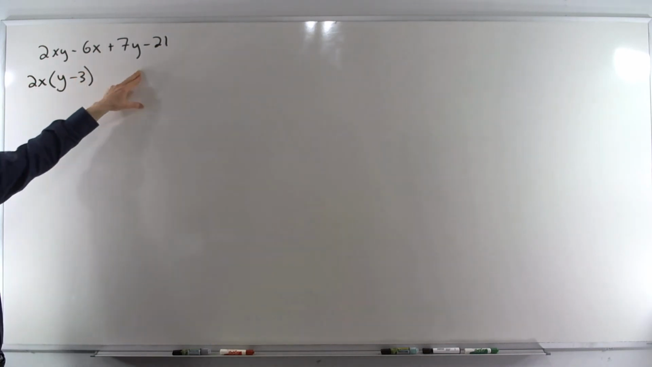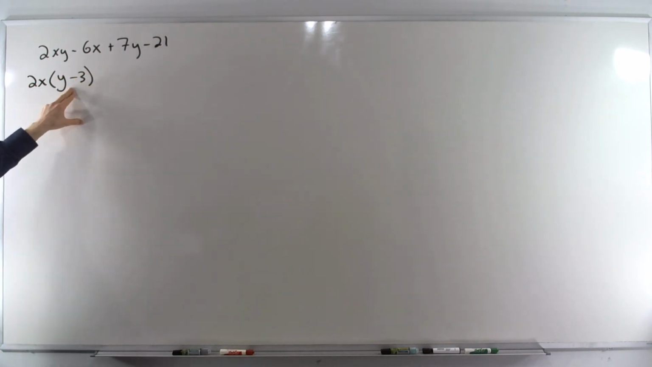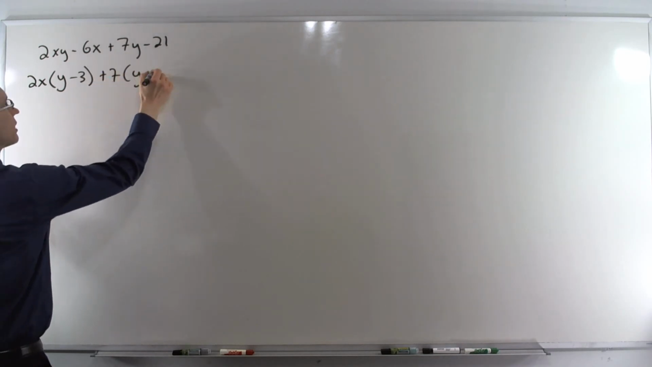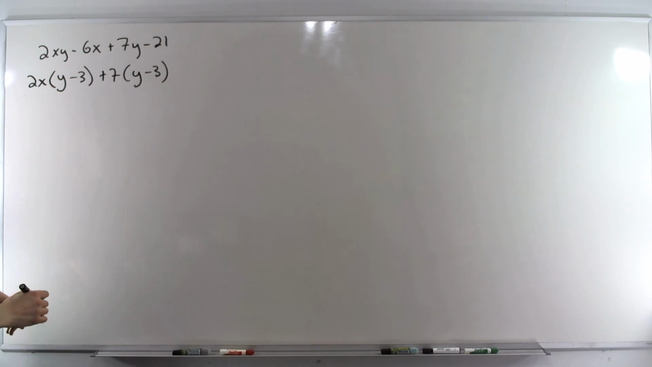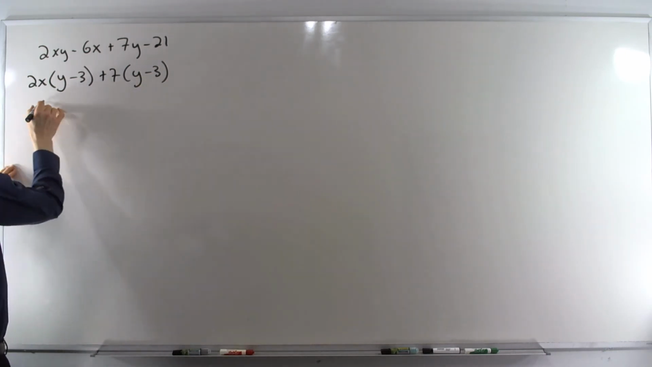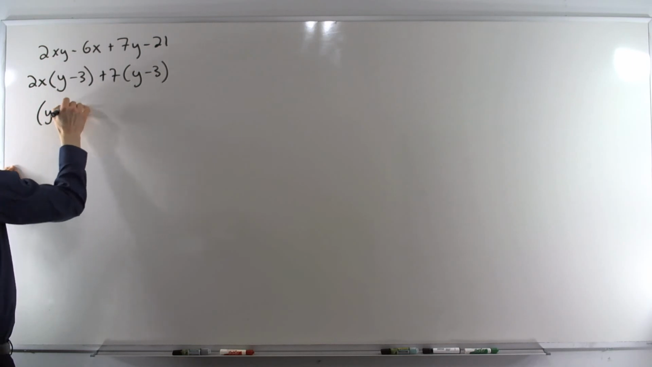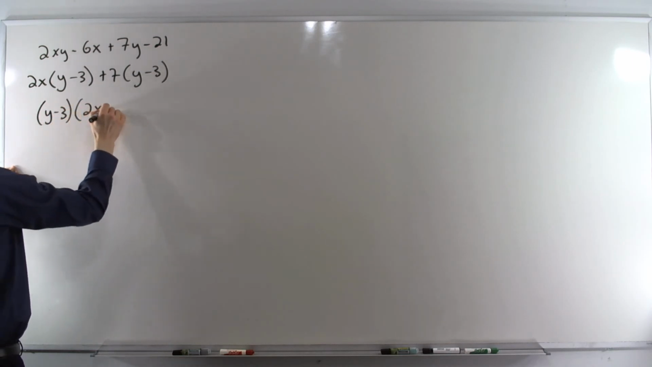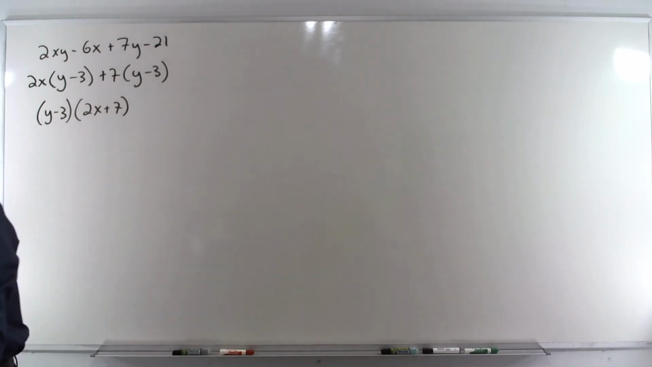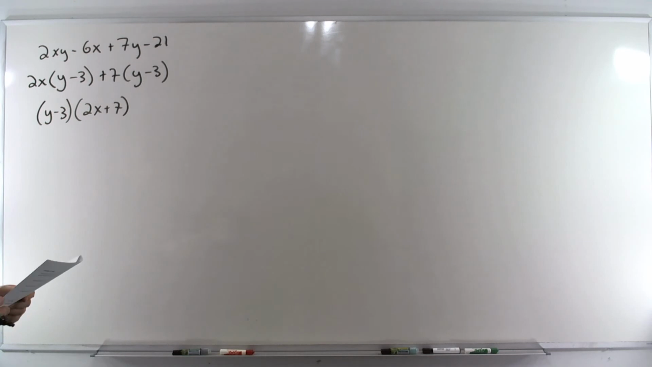Now we want to factor over here, so we get a match of the y minus 3. So if we factor out 7 from there, we get 7 times y minus 3. All right, now we've got our matching binomials. So we're going to pull these out. And get y minus 3 times 2x plus 7. Your turn, number 3. Got 4 of them here.